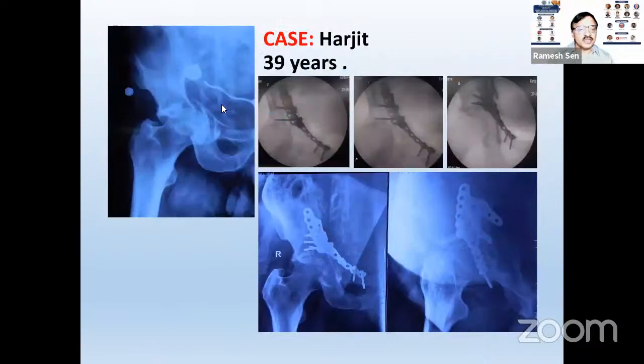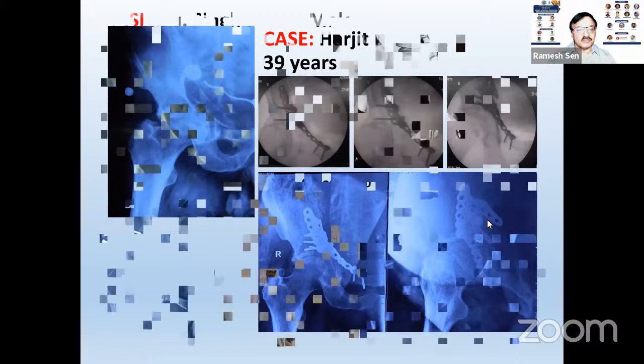Another case, again you can see a combination here, the quadrilateral plate involvement. And here we are putting this plate. It is bringing everything into proper alignment. And you can see it out there. So this is buttressing on this side of it.